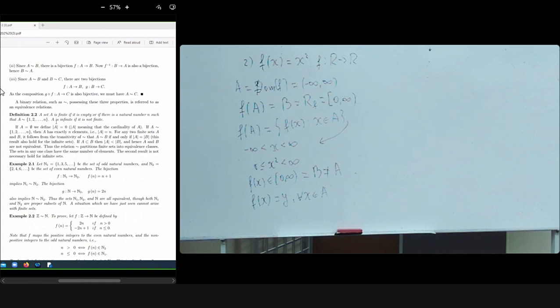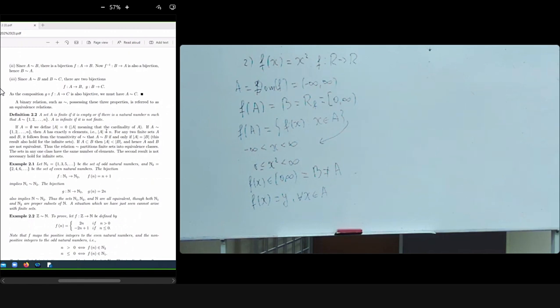So here, equivalent. A is finite if there is an equivalence between set A and the set {1, 2, 3, ..., n}. So it means that the elements of A can be counted. That's why here they use the cardinality. So the cardinality of set A means the number of elements of A.